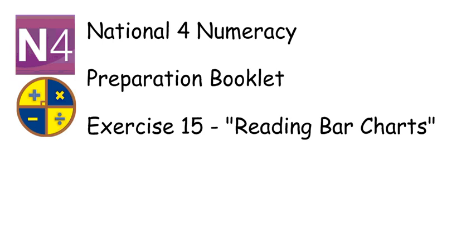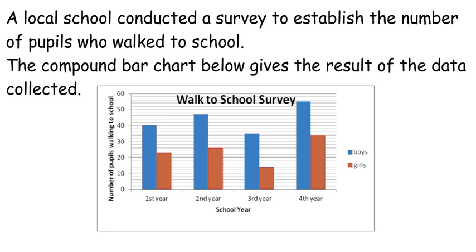Okay, the next video in our series looking at the National 4 Numeracy Assessment is focusing on exercise 15 in your booklets, which was all about reading information from bar charts and possibly making a comparison from that. So if we look at the scenario that's in your booklets, it has a school who have conducted a survey to look at how many pupils walk to school. And it gives us this compound or comparative bar chart that's going to compare the results of the data.